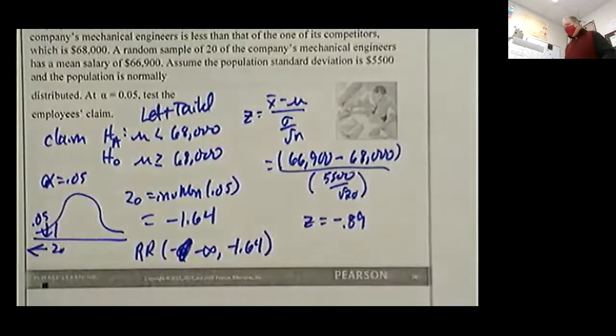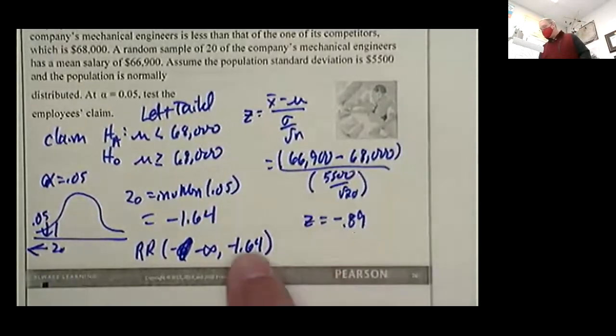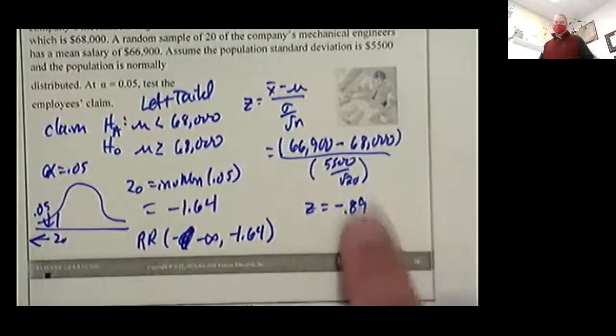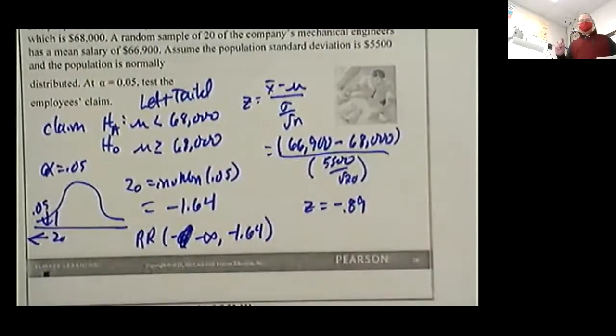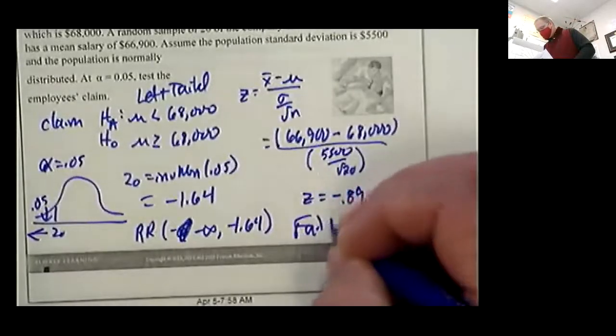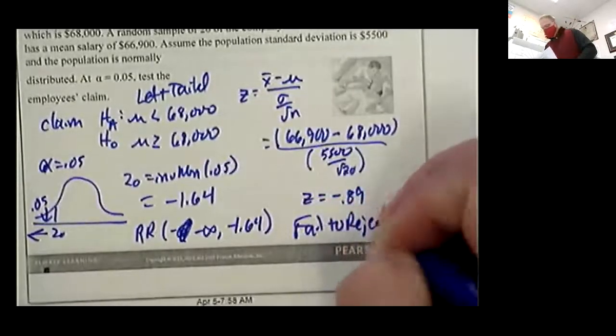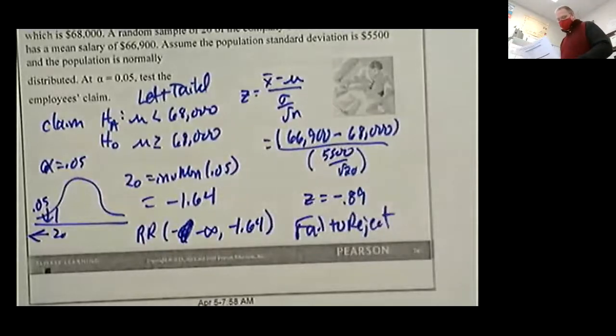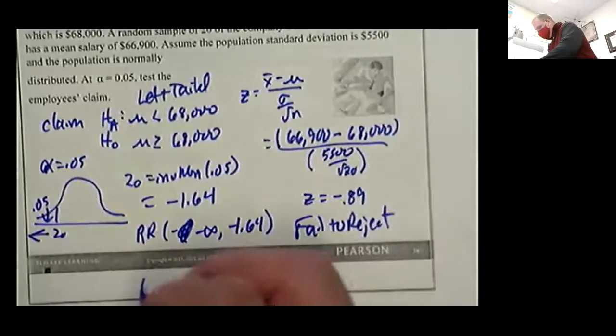So here's the question. Is negative 0.89 smaller than negative 1.64? It's not, it's bigger. Remember, these are negative numbers, so those rules work. The smaller number is actually the bigger number. And so it is not in the rejection region, so we fail to reject. Therefore, there's not enough evidence to support the claim.